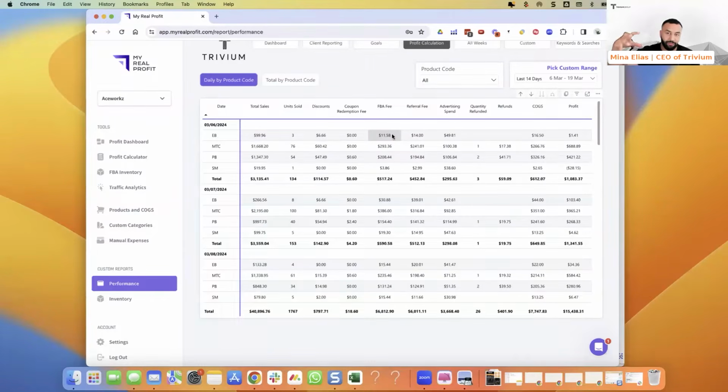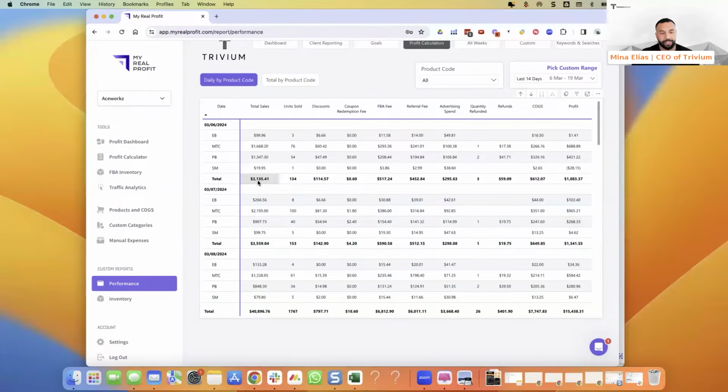So FBA fee is the fee to take it, put it in a box or whatever, a bubble or mailer, and send it out. Referral fee is the 15% commission Amazon makes for allowing you to sell on their platform. Advertising, which is the PPC spend, refunds here, cost of goods sold, and then the profit. And it's very important that you have a view like this, whether you do it here or anywhere else, because you need to figure out where your costs are coming from.